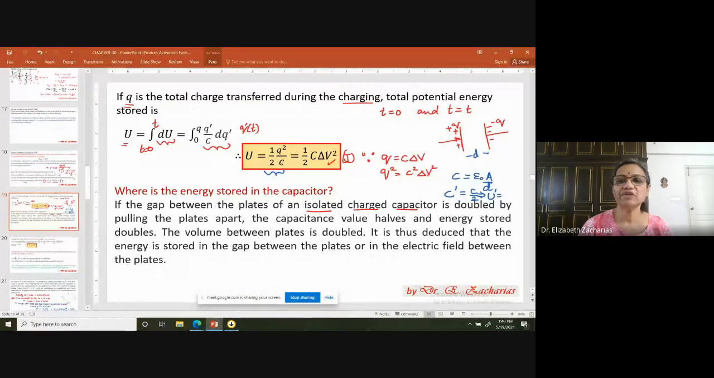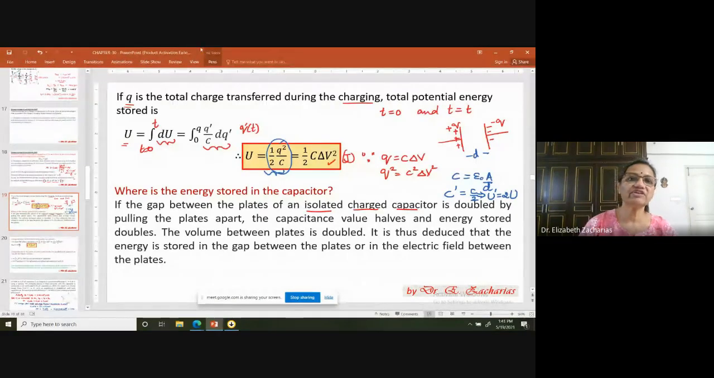C value has become C prime. C prime is half of C. So what will be U? What will be the new value of U? Just look at this equation. Here, Q is the same, but C has become half. Okay, therefore, what will happen to potential energy? The new potential energy will be 2 times the initial potential energy.